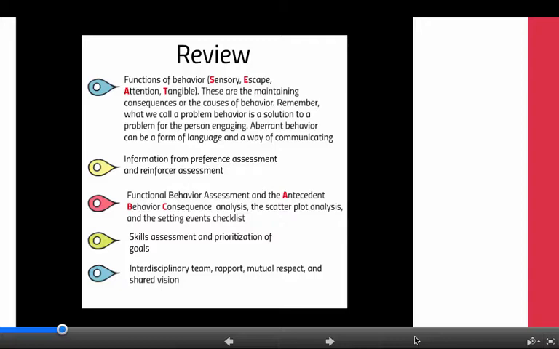We've also talked about skills assessment. It could be the VB map, it could be the Vineland, it could be a social skills assessment, for example. And then we've also talked about the prioritization of goals and objectives for an individual. So I'm reminding you of that because a lot of that information is going to show up in the case studies that I'll be presenting to you today. We also discussed the value and the importance of the interdisciplinary team, building rapport with those individuals as well.